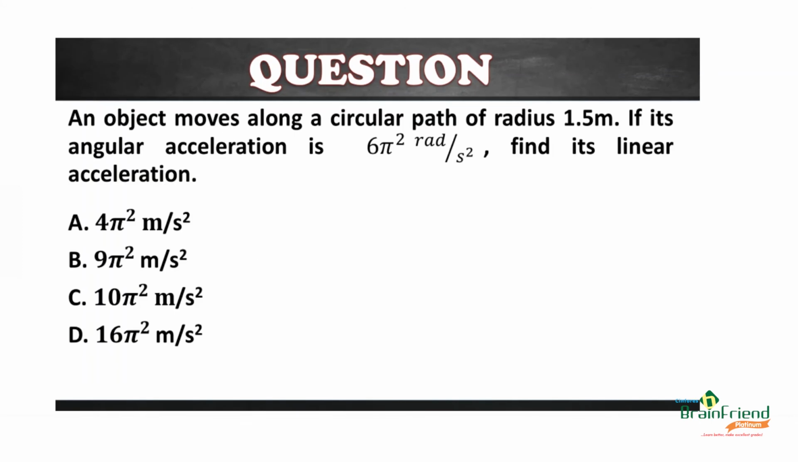Question 2. An object moves along a circular path of radius 1.5 meters. If its angular acceleration is 6 pi square radians per second squared, find its linear acceleration. The correct answer is option B, 9 pi square meters per second squared.